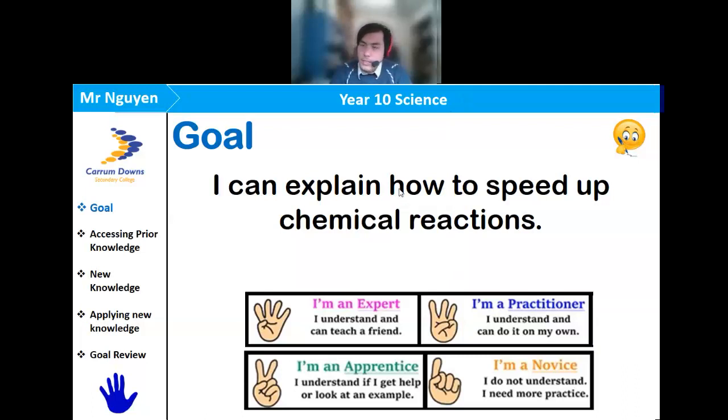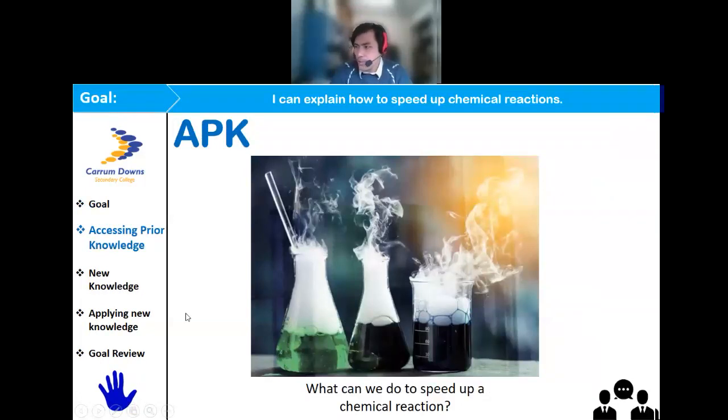Our goal today, as you can see, is to explain how to speed up chemical reactions. Just an APK for you guys here. Do you remember or what do you know about speeding up chemical reactions? What can we do to speed up a chemical reaction? I'll give you about 30 seconds to think about it, and then if you think you know the answer, you can type in chat for me.